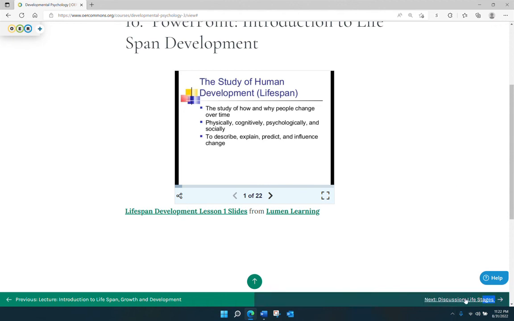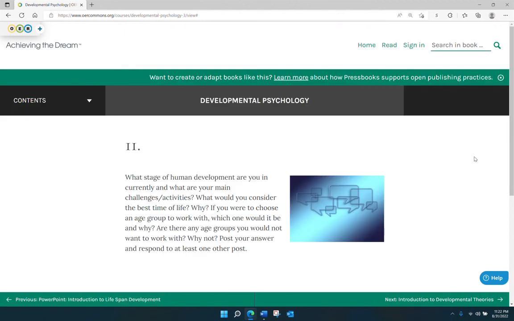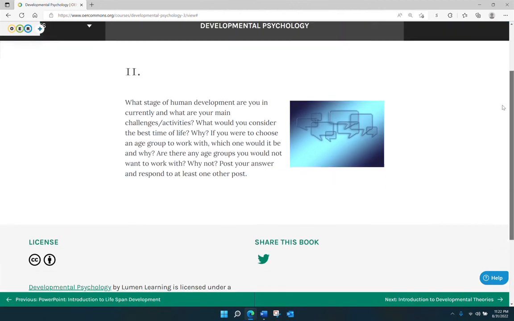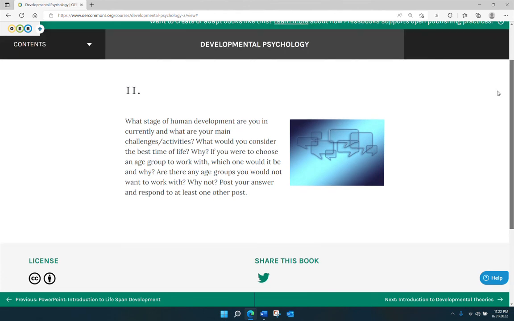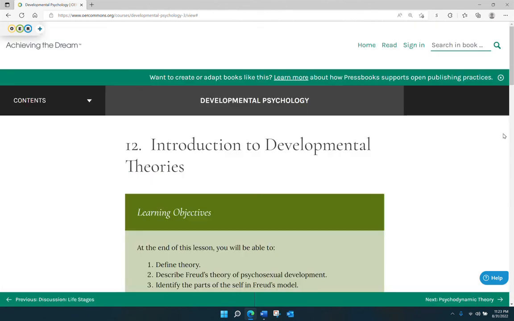The rest of the chapter is just talking about discussion, so it's probably good to sort of talk about this. These are just thought questions. You do not need to do this for the class. There's not going to be any assignment that does this. It's just a way of sort of provoking some thinking on your part. And then we have chapter 2, where we'll talk about developmental theories.